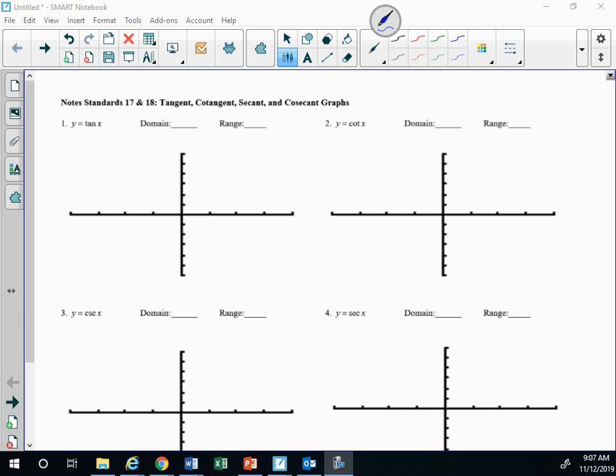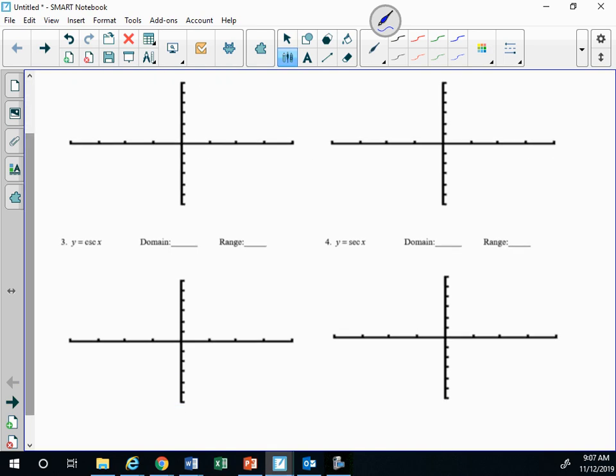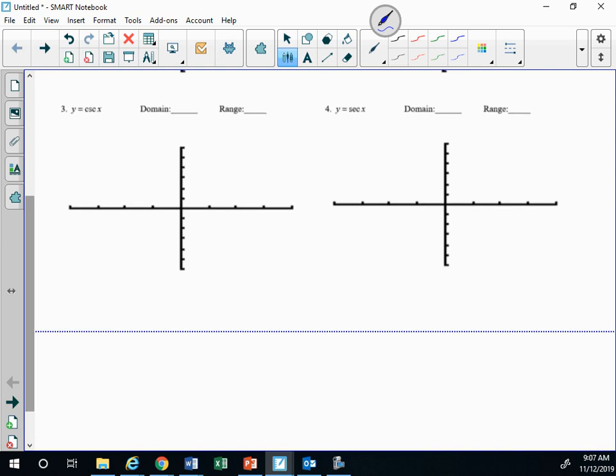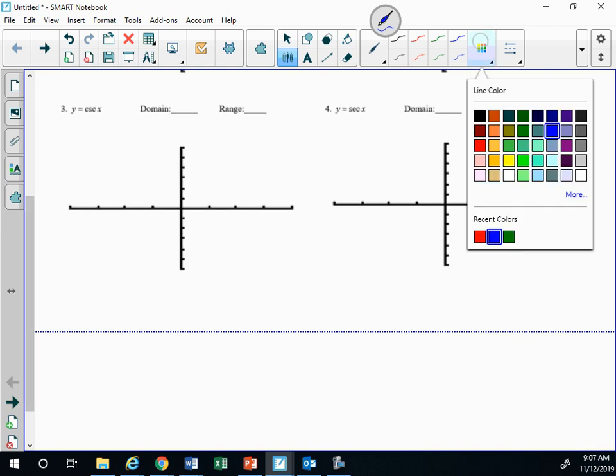All right, guys, so starting on number 3, make sure you have that page in front of you, okay? All right, guys, so first one here, cosecant. What is cosecant related to?